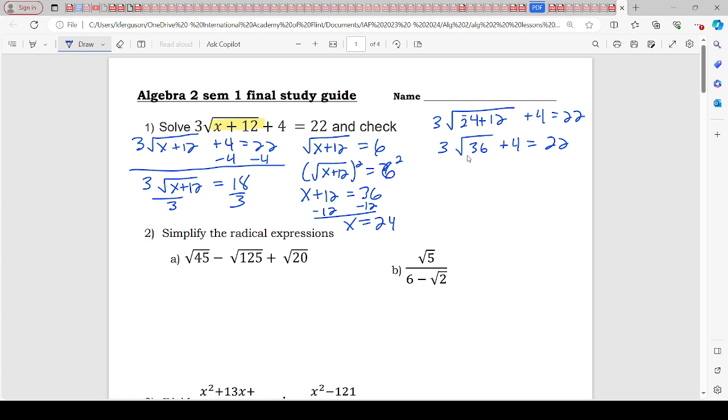So the square root of 36 is 6. So that's 3 times 6 plus 4 equals 22. 3 times 6 is 18. So 18 plus 4 equals 22, and 22 equals 22. So that's the problem, solving the problem, and the check. So anybody got any questions? Yes, that's why the problem says solve and check. That's part of the problem.